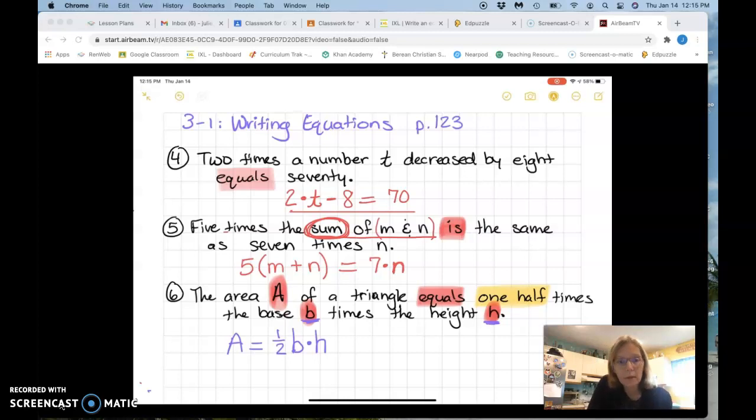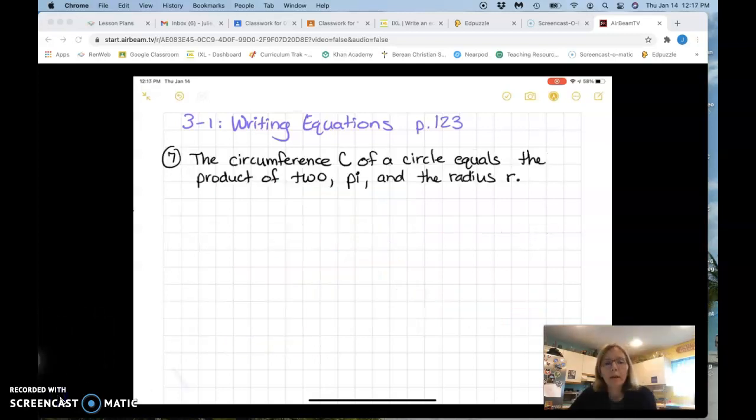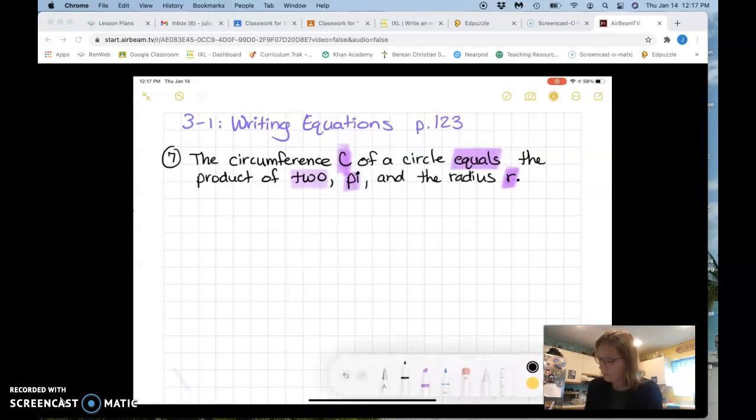All right, copy those down, and then I have one more of these, I think, and then we'll do some Excel. Okay, again, we're writing a formula for this sentence. So I'm going to highlight the important parts that I need to not leave out, the things I need to remember. The circumference C of a circle equals the product of 2 pi and the radius. And then I'm going to underline product because that's an important word. Product tells us to multiply.